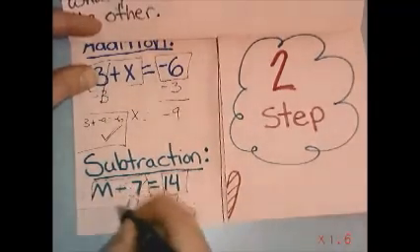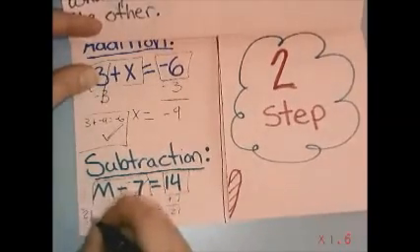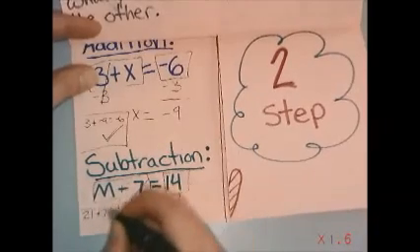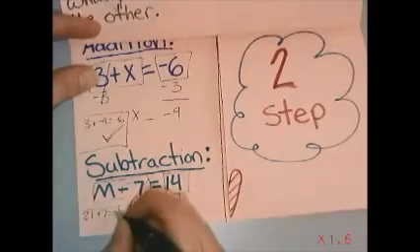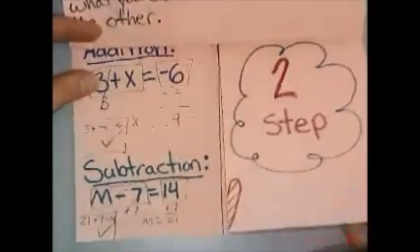How do we check it? We're going to plug 21 in for m. So 21 minus 7, or plus a negative 7, equals 14. And that is true. So it checks.